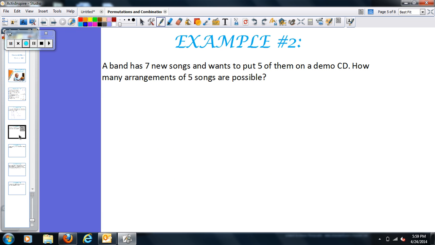Example number 2. A band has 7 new songs and wants to put 5 of them on a demo CD. How many different arrangements of those 5 songs are possible? Okay? So, when you're dealing with putting music on a CD, aren't you dealing with an order? I mean, you don't just throw them all on there and they just randomly play. You throw them on there, they're in a specific order. So this is an example of when order matters. So this is going to be what we call a permutation, which is going to follow nPr, which is n factorial over n minus r factorial.